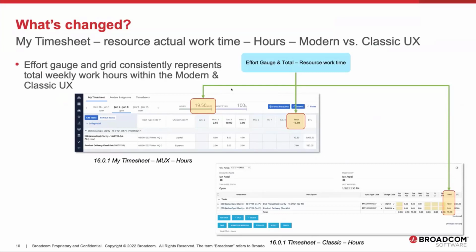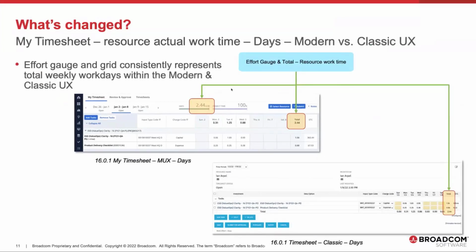So here we're looking at it in terms of hours. We're also looking at it here in terms of days. So the effort gauge switches to days at 2.44, showing the total days recorded. You see that in both the effort gauge and in the grid in the Modern UX. And then, of course, in the bottom view is the Classic timesheet in days, and as you would expect, that is also showing the same calculation there in terms of days.